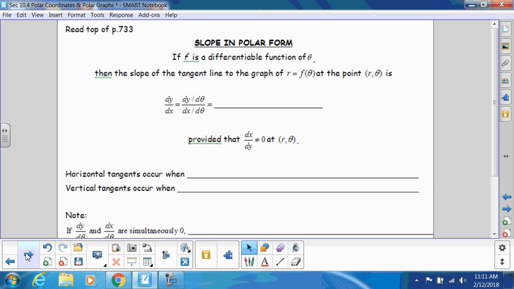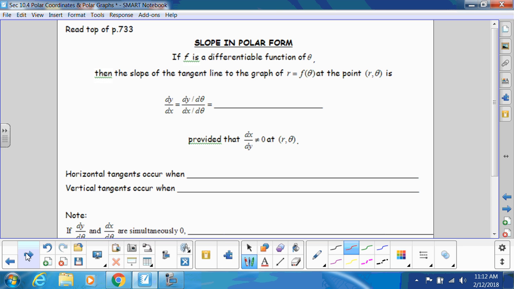Let's look at slope in polar form. Okay, so we have f as a differentiable function of theta. The slope of the tangent line to the graph of r equals f of theta, at the point (r, theta), is... So we're looking at the derivative, right? The slope of the tangent line, dy/dx, is going to be dy/d theta over dx/d theta. So again, it's just like in parametric.